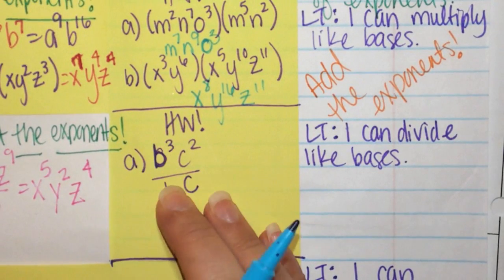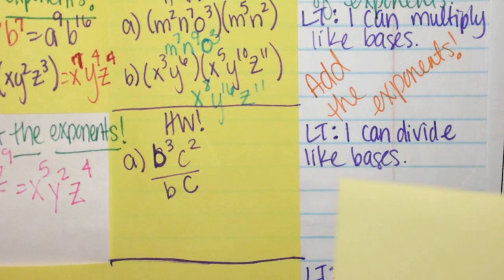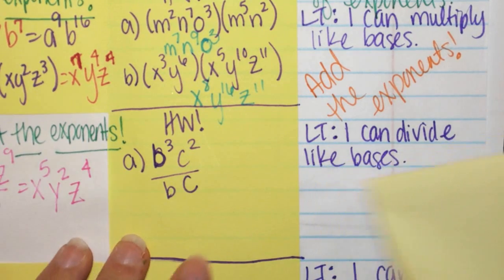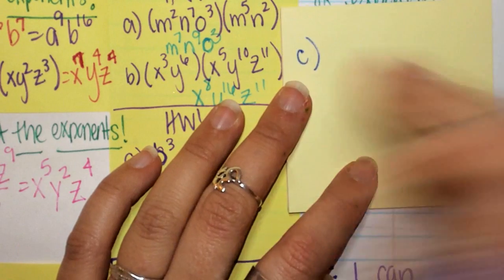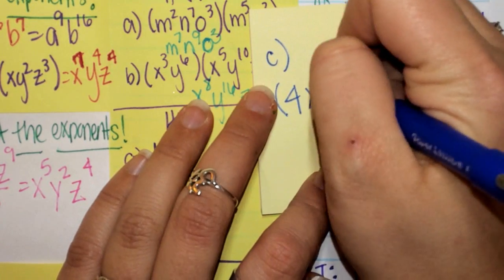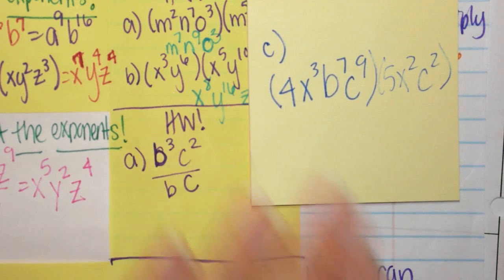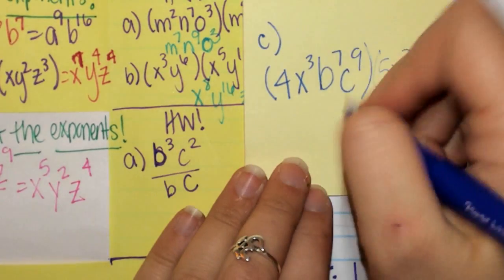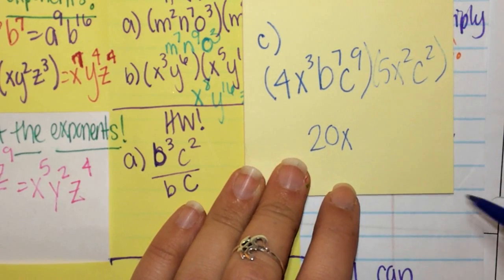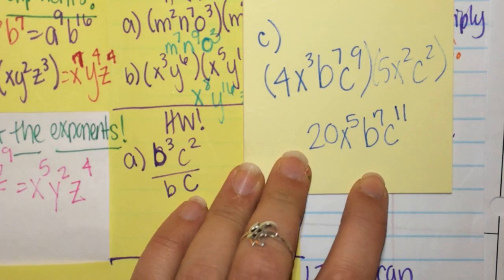All right. So for B, those are two on multiplying like bases. What if I wrote 4x cubed, b to the 7th, c to the 9th times 5x squared, c squared? What would I do with the 5 and the 4? How would I combine them? Multiplying. So you would do 4 times 5, yep, 20. X to the 5th power, and then b to the 7th. And then c to the 11th.